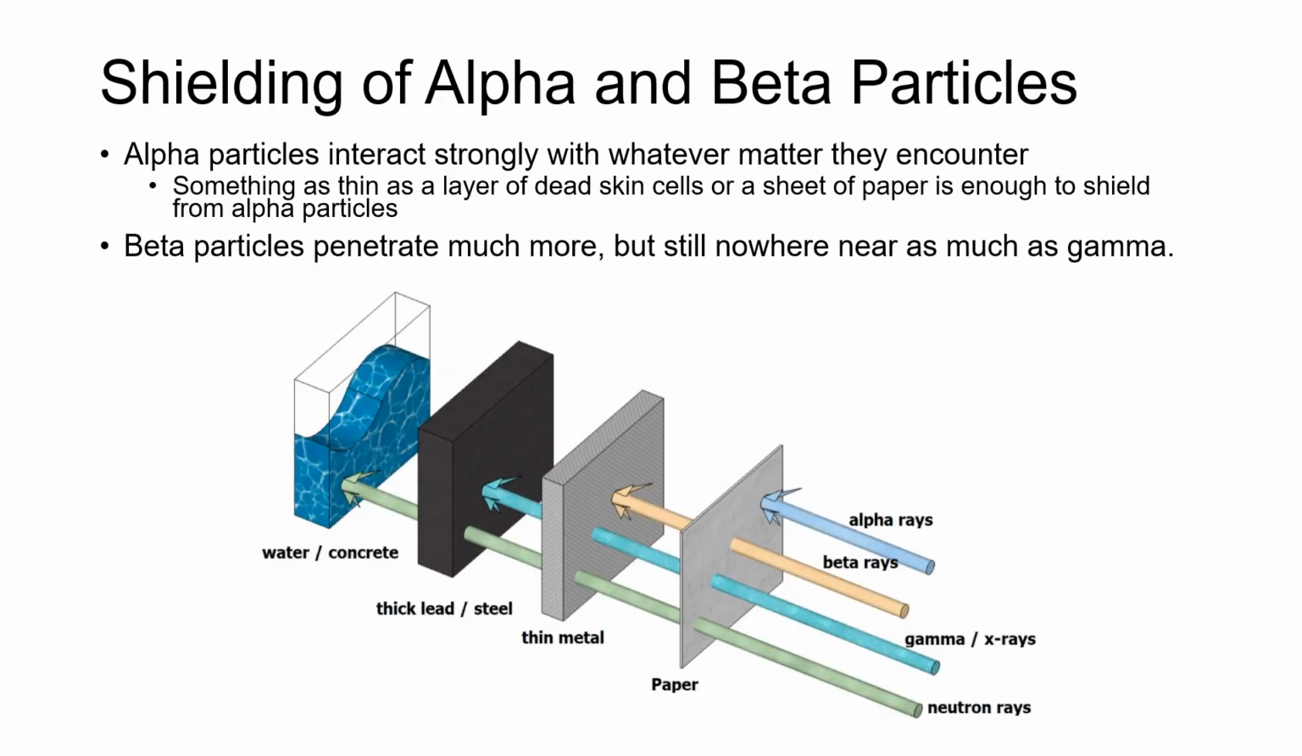In general, it's easier to shield alpha and beta particles compared to gamma radiation or X-rays. Alpha particles interact, like I said, so strongly with whatever matter they encounter that it makes it very easy to shield radiation from them. For example, even just a layer of dead skin cells or a sheet of paper is thick enough to stop alpha particles. Beta particles are much more penetrating, but still not nearly as penetrating as gamma rays. Like shielding for gamma rays, the shielding of particulate radiation depends on the density or the makeup of the materials that you're using to shield with.